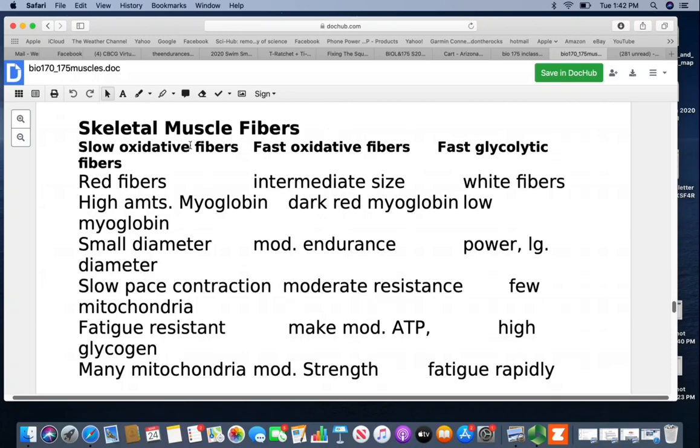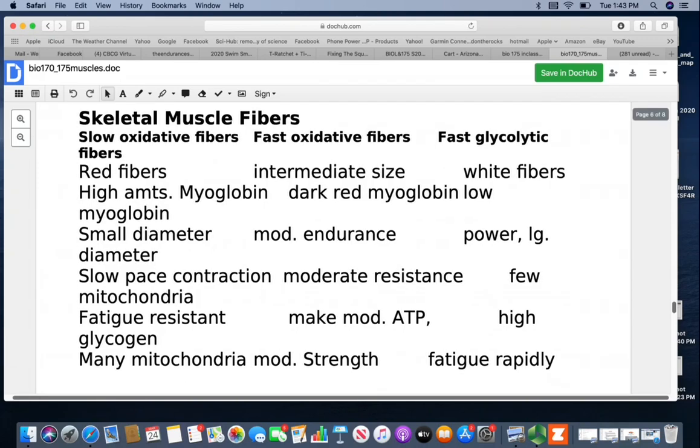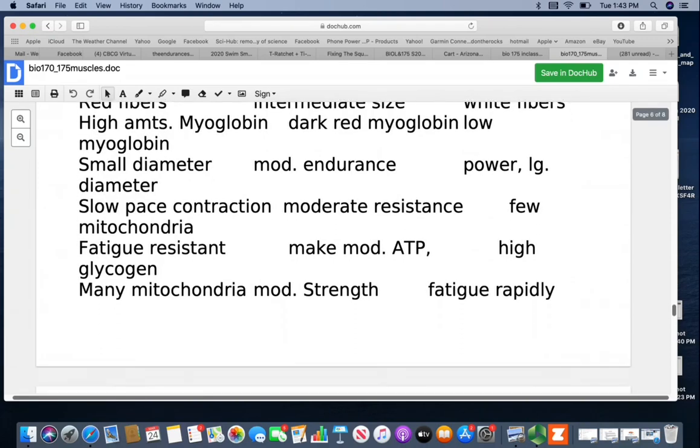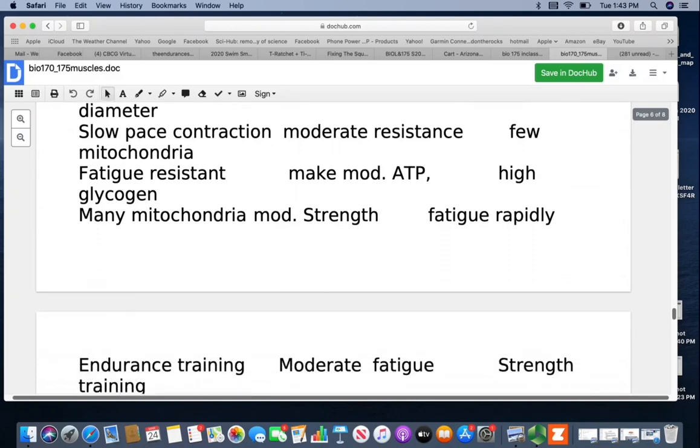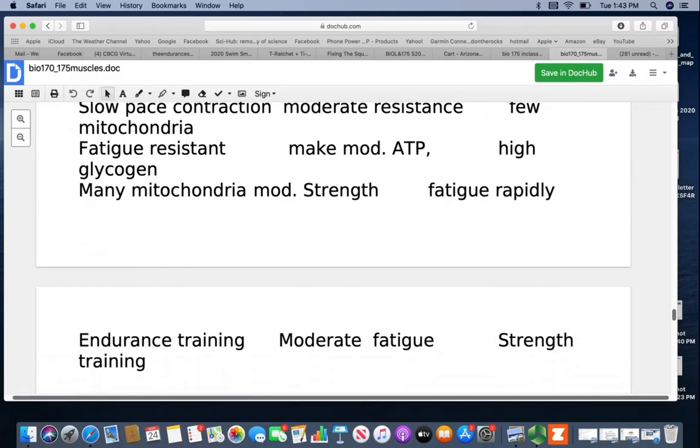So if you've exceeded the capacity of either of these, then you have to try and rely on these fast oxidative. And they're middle of the road. They're not going to excel at either of those. So those slow oxidative are great for endurance training.